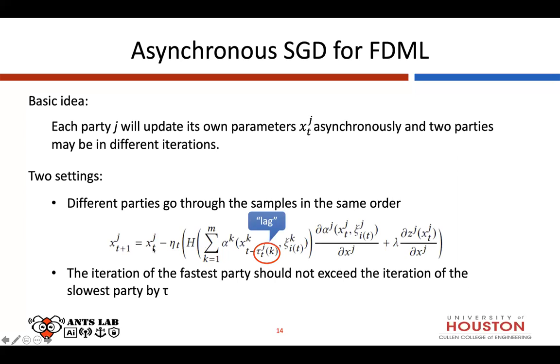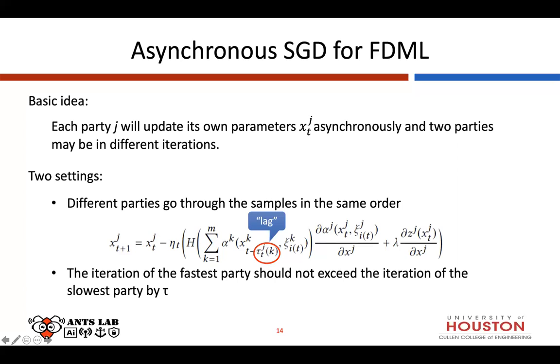If we want to update the model parameters of party G in the tth iteration, they need the local predictions of all of the other parties. And how can we get them? We use the local parameters of other parties to generate this local output. But the training status of other parties may not be in the same tth iteration. For example, if the training status of party J is in the tth iteration, the other parties may not be in the tth iteration. So they may be in some other training iterations.